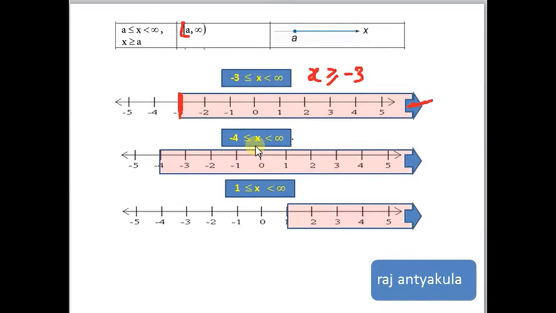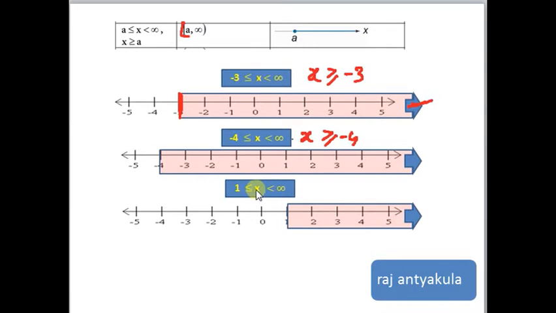Similarly here, minus 4 less than or equal to x less than infinity. This can also be written as x greater than or equal to minus 4. X starts from taking minus 4. It will take minus 4, minus 3, minus 2, minus 1, 0, 1, 2, and so on up to infinite.